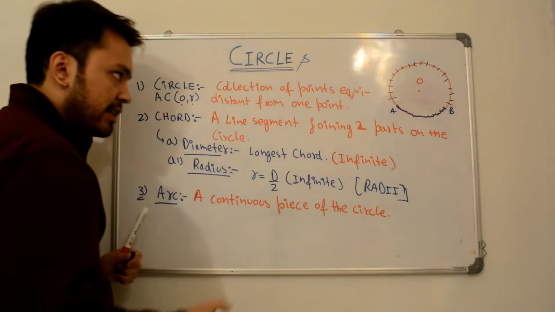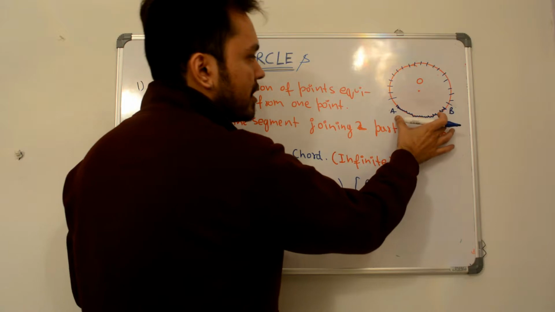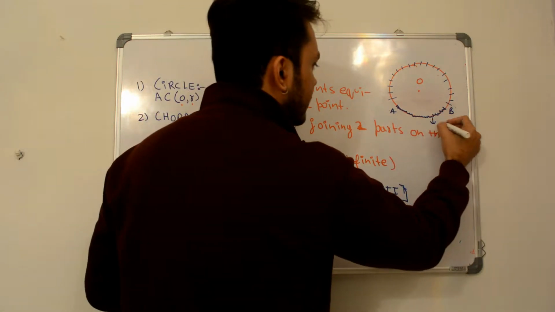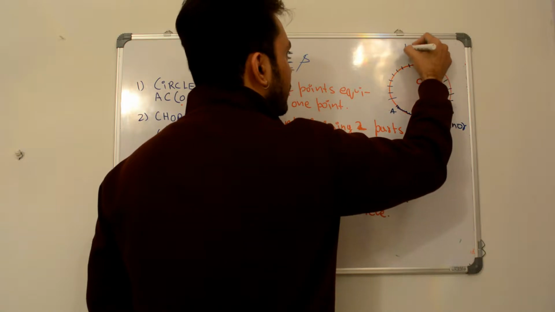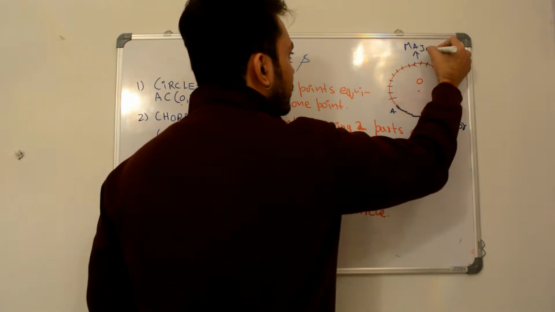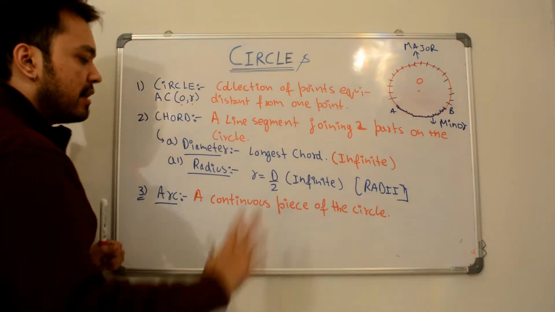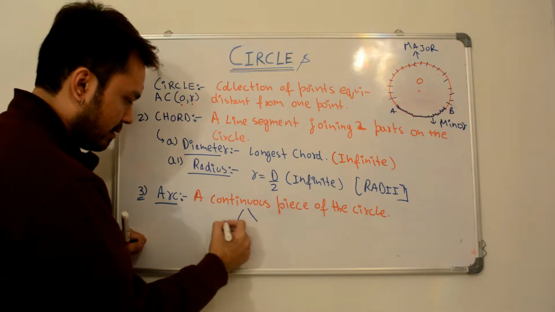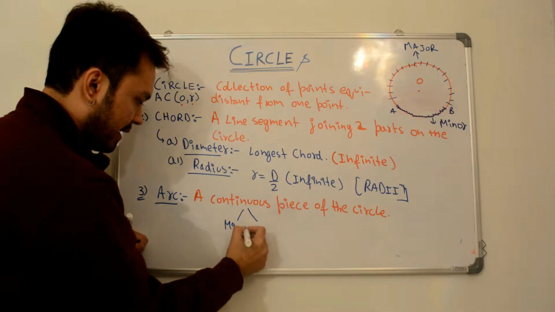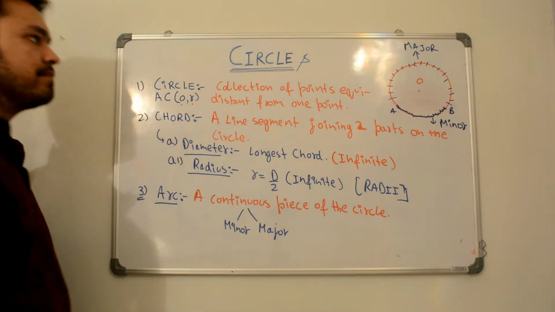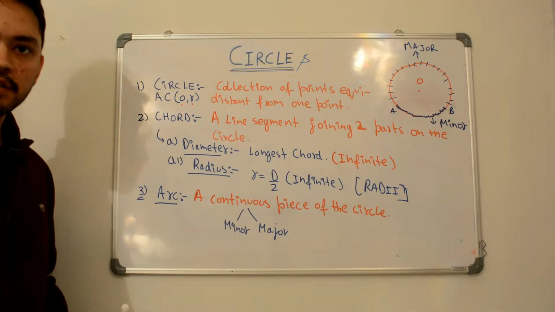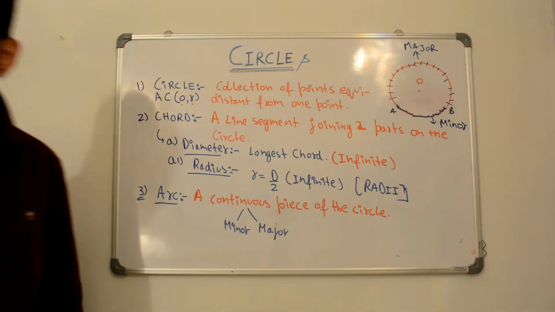right? But what is the difference? That the smaller arc is called the minor arc and the larger one is called the major arc, right? So there are two types of arcs. One is minor and one is major arc, right? I hope this much is clear to you. Moving on.